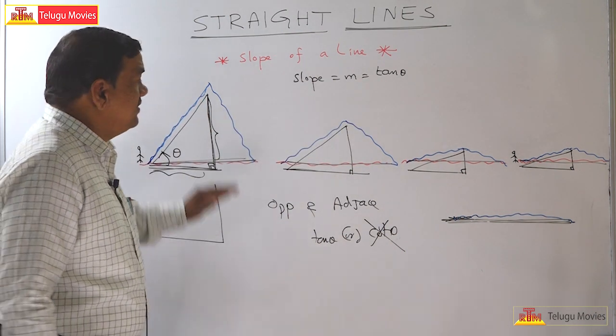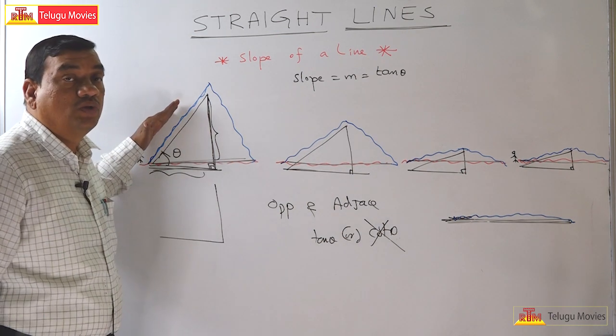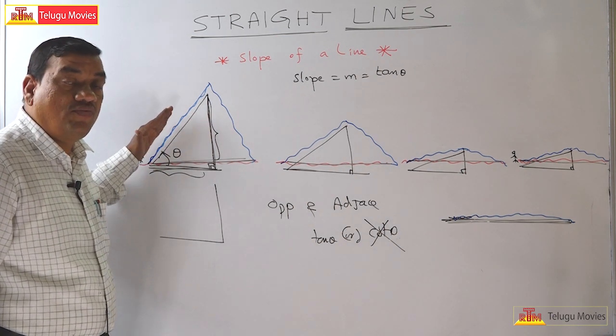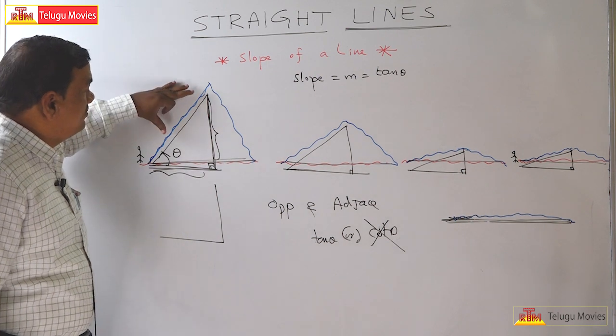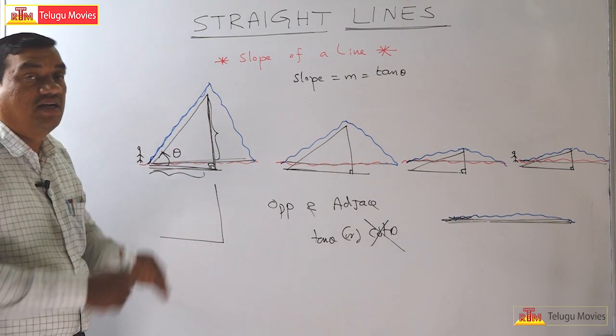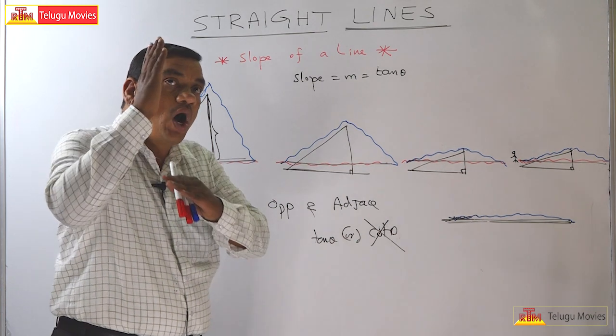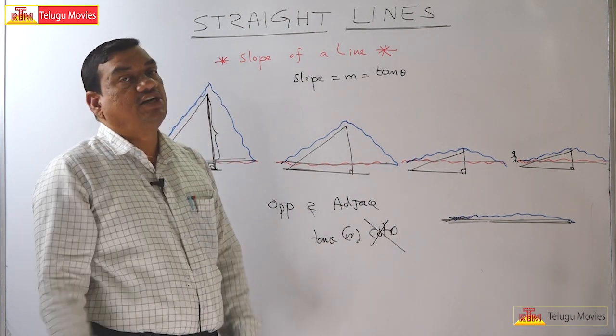So once again I am telling, whatever may be the slope or stiffness of anything, if you define it mathematically, we will take this opposite side and adjacent side ratio.